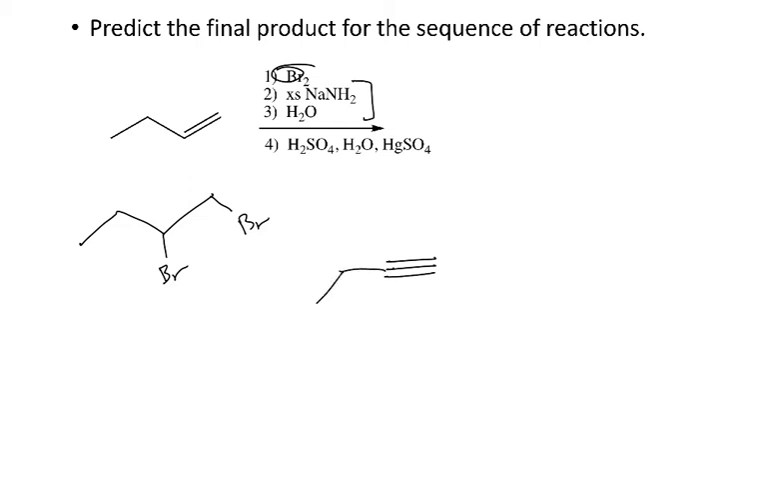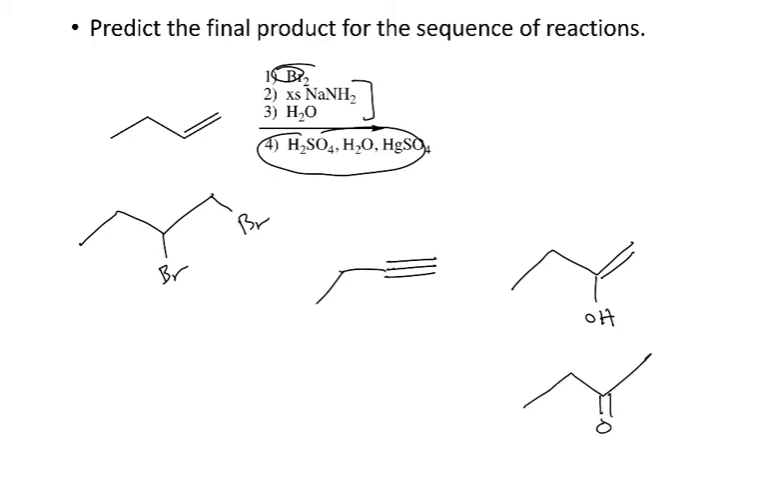And then with the last step, I have acid catalyzed hydration. And so that's going to give me a Markovnikov addition of an OH. But as we saw in the previous example, right, this enol is not going to be stable, and it's going to tautomerize to the ketone. And so this will be my final product.